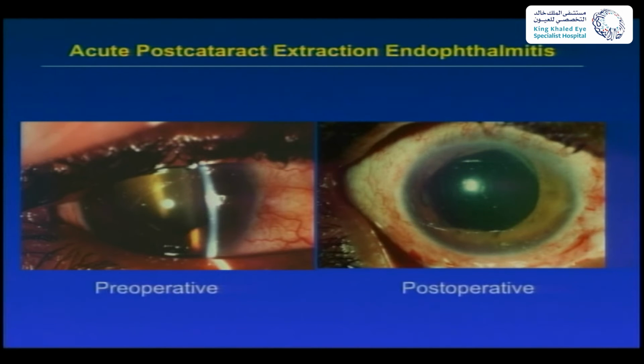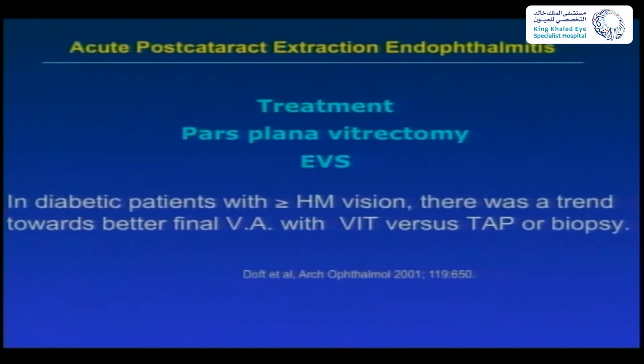This is the typical example of a patient that I'll go for vitrectomy. No red reflex. The vitreous is full of pus. This is before and this is after vitrectomy. Now, in diabetic patients, the situation is different. If the patient is diabetic, the study showed that even if the vision is hand motion or better, it's better to go for vitrectomy. As you know, diabetics are immunocompromised.